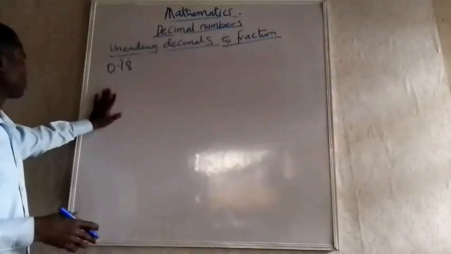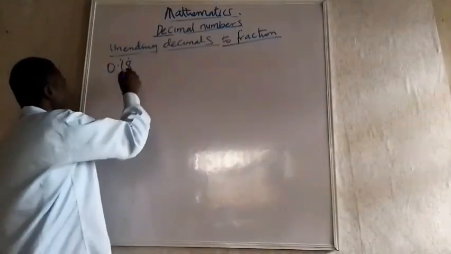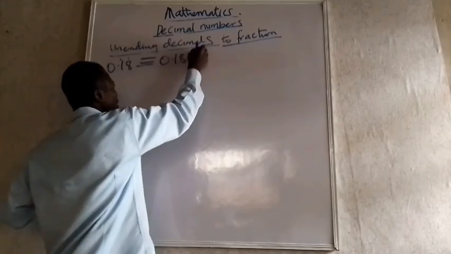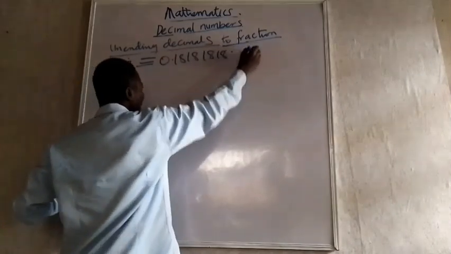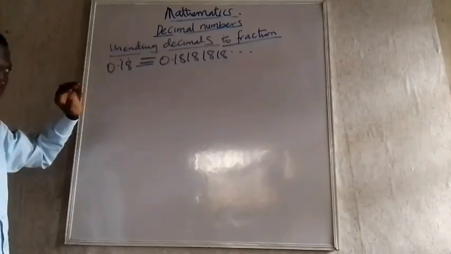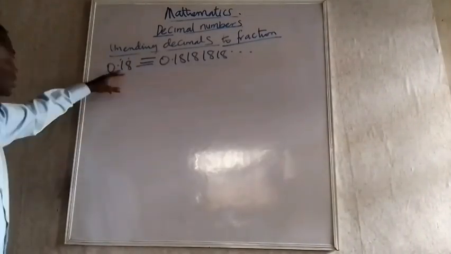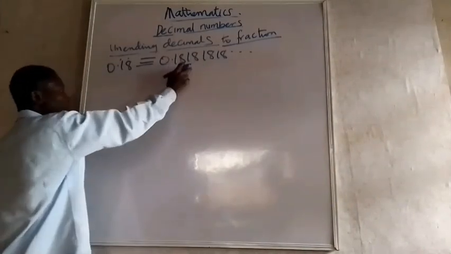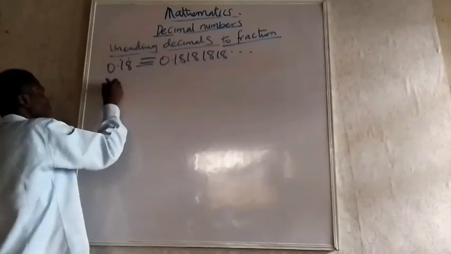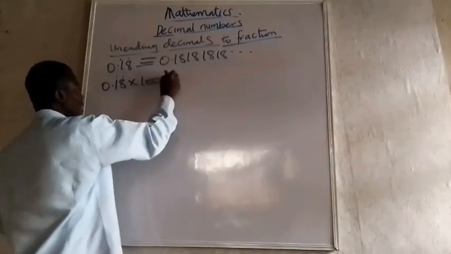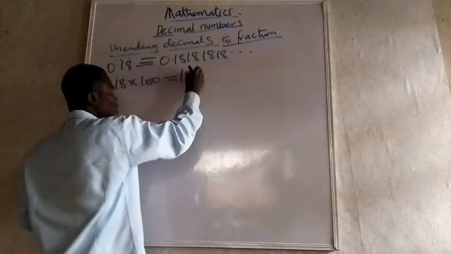For this one now, you know, this one means 0.18, like that. Because I have 2 points here, please take notes. I multiply this one by 100. So if I multiply it by 100, I'm going to have 0.18 times 100. What does that give me? It's going to give me 18 points.